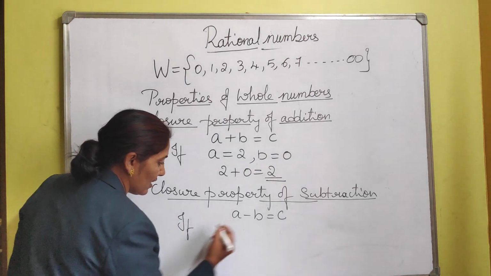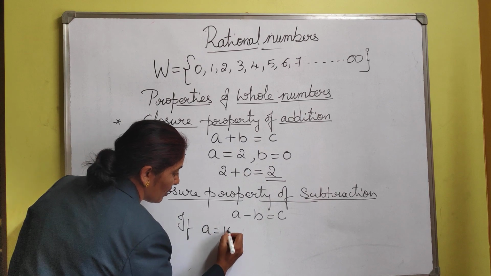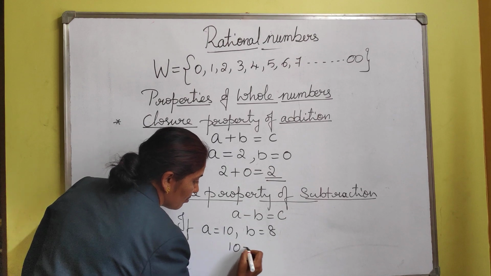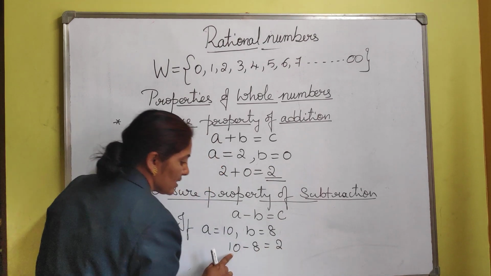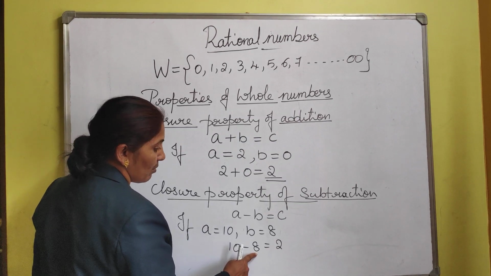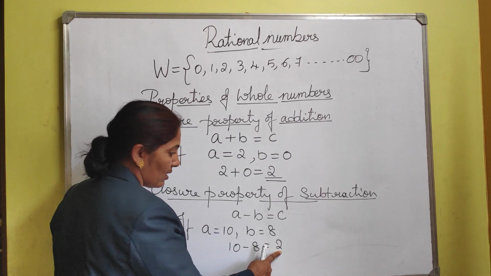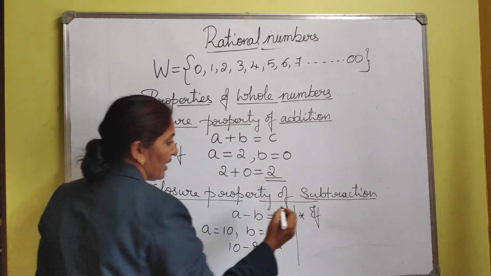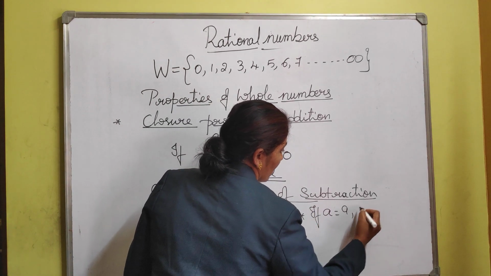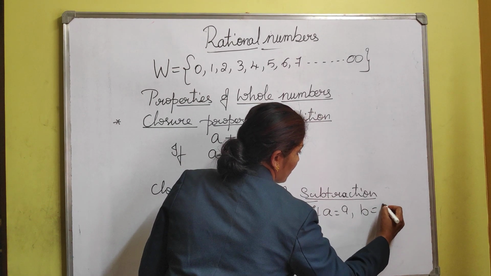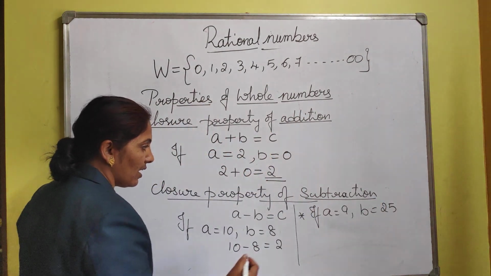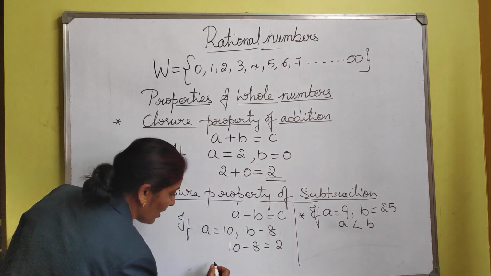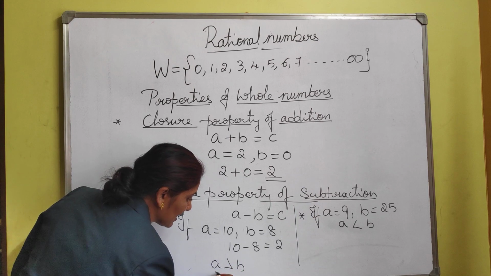And in the same way, see here also, if A is equal to 10 and B is equal to 8. What do I get here again? 10 minus 8 is equal to 2. Yes, 10 is a whole number, 8 also is a whole number and 2 also is a whole number. Check one more example here. Say if A is equal to 9 and B is equal to, say, let me consider 25. You can observe here the value of A is less than B. Here we observe the value of A is greater than B.